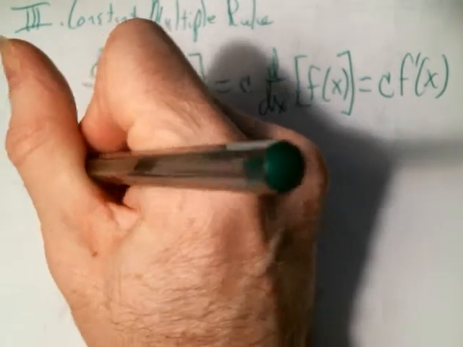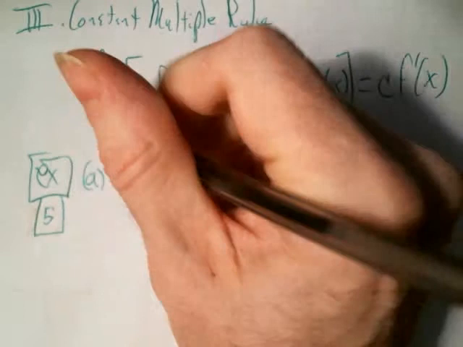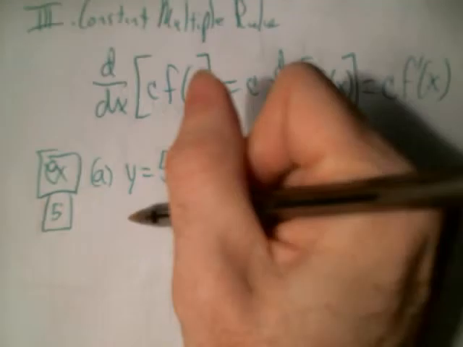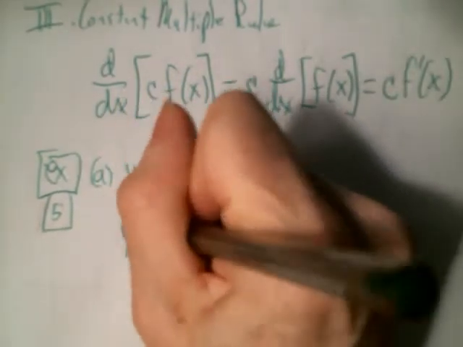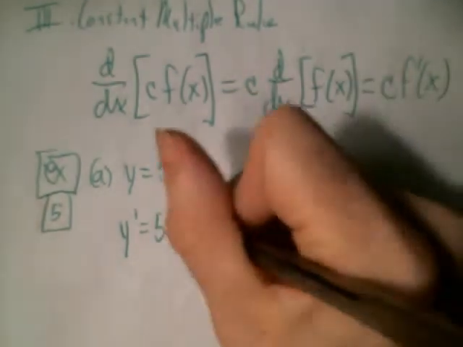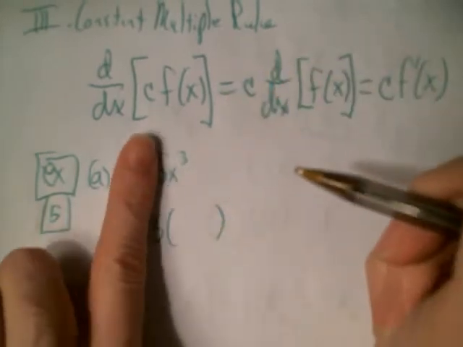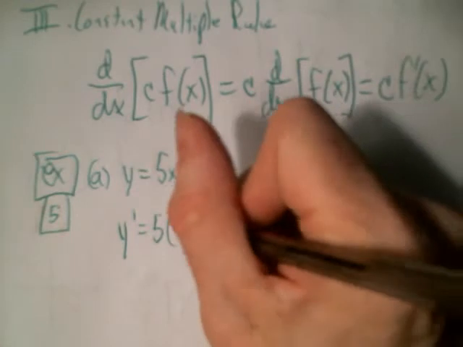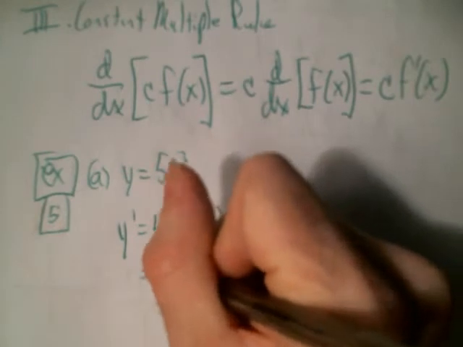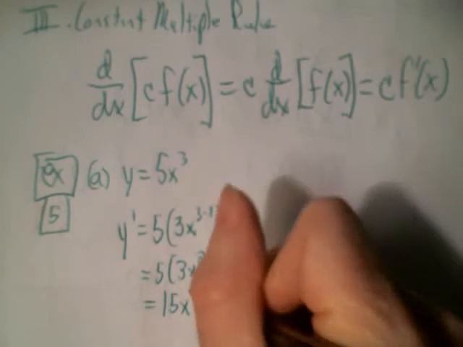Okay, so for example, this is, I think, example 5 in the book. Part A: y equals 5x cubed. So what you're going to do is leave the 5 alone and take the derivative of the x cubed part. For the x cubed, we learned how to do that in the last section. You bring down the 3, and then you have x to the 3 minus 1. So that'll be 5 times 3x squared, which is 15x squared.